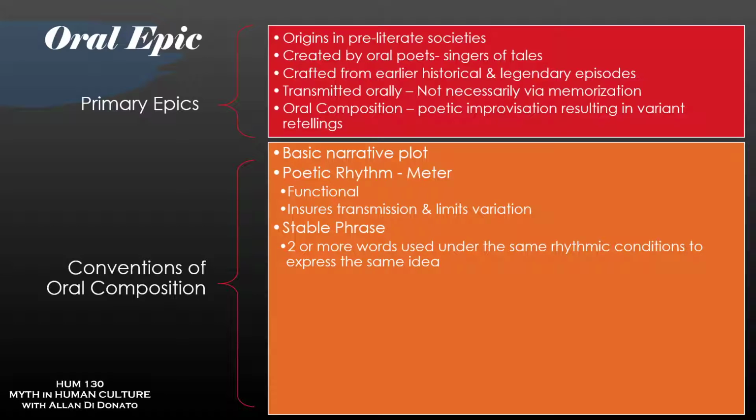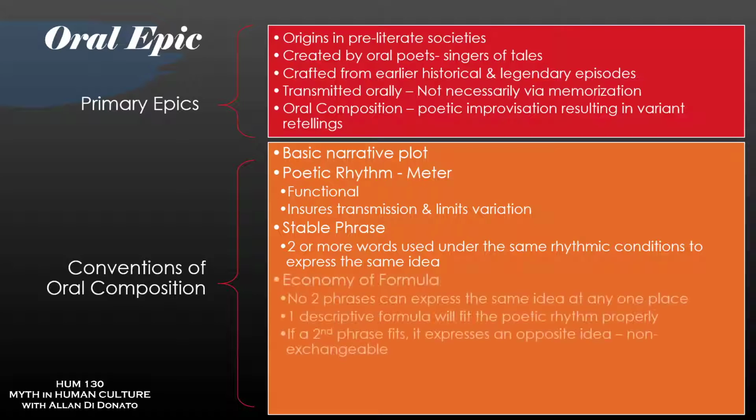And then you have all these stable phrases. These would be other things that you would plug into the meter of the poem, which would be two or more word phrases that would fit into a rhythmic condition to express a particular idea. And the theory is that these phrases have a certain economy to them. That's a formula. No two phrases that express the same idea will fit in the same spot. Because if you want to communicate the same idea, maybe there's a longer phrase, maybe there's a shorter phrase to capture it. And as you're reciting or composing the poetry, you can only fit one phrase in at a time that will match the rhythm. And if there's another phrase that fits, very often it would express the opposite idea. So you're not going to accidentally put in the opposite of what you want to communicate.